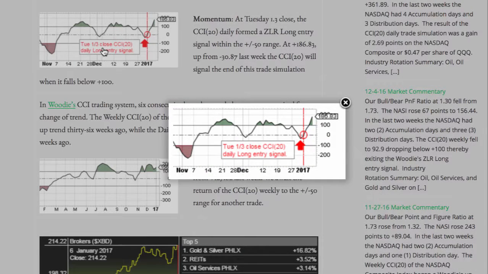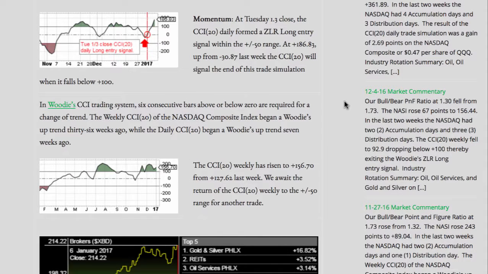Momentum. At Tuesday 1-3 close, the CCI 20 daily formed a zero-line reject long entry signal within the plus or minus 50 range, at a positive 186.83, up from a negative 30.87 last week. The CCI 20 will signal the end of this trade simulation when it falls below positive 100. In Woody's CCI trading system, 6 consecutive bars above or below 0 are required for a change of trend.